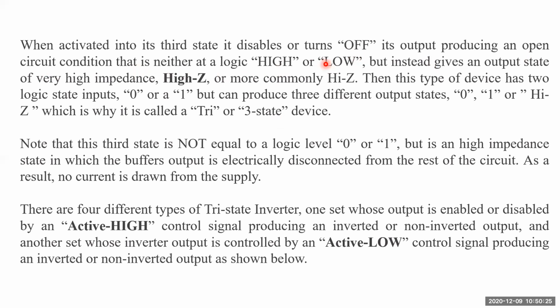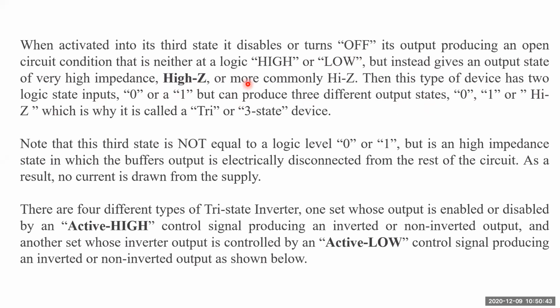But in fact, instead of obtaining logic 0 or logic 1, your tri-state inverter will be producing an output of high impedance, which has been denoted as Z. Then this type of device has two logic state inputs, 0 or 1, but can produce three different outputs.